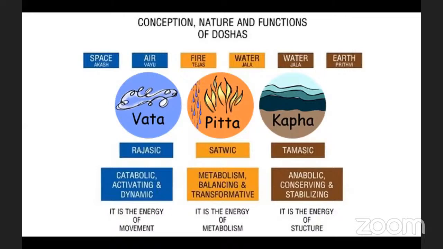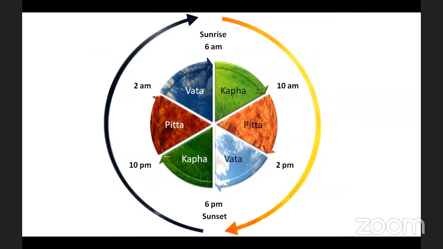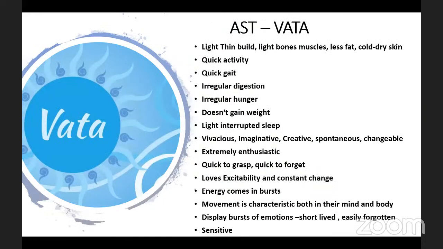So Vata guna is more rajasic in nature, Pitta is sattvic in nature, Kapha is tamasic in nature. This we will discuss later. Let us first understand the physical and psychological traits of Vata Prakriti, the air-space type, you can say, or Vata constitution.